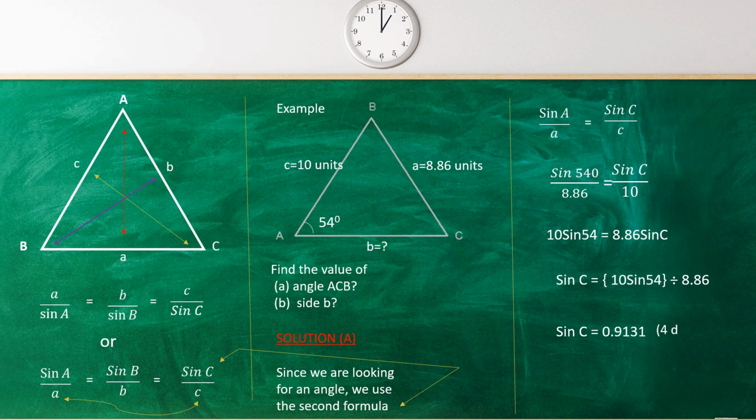Now to find C, you do the sine inverse of 0.9131, and you do get that C is actually going to be equal to 60.2 degrees, rounded off to 1 decimal place. That's it about how to find the angle at C. Let us see how to find the side B. Now we have done part A. Let us now look at part B, in which we were asked to find the side B.